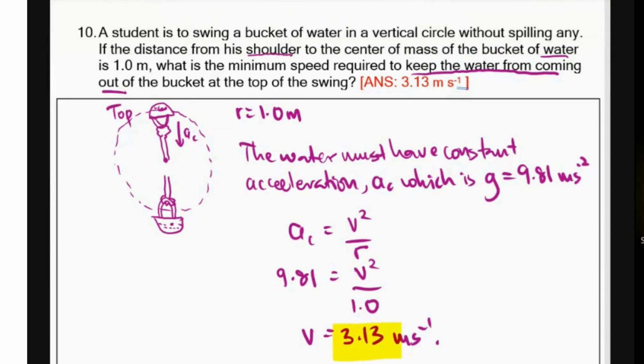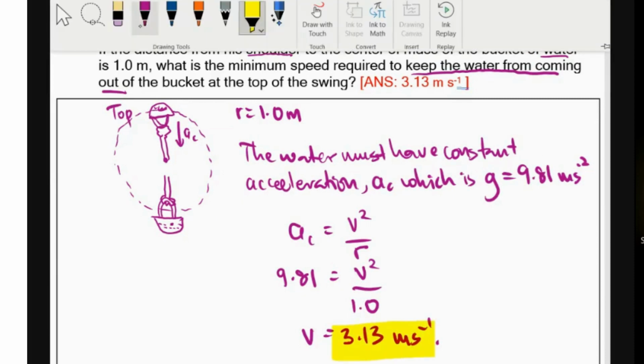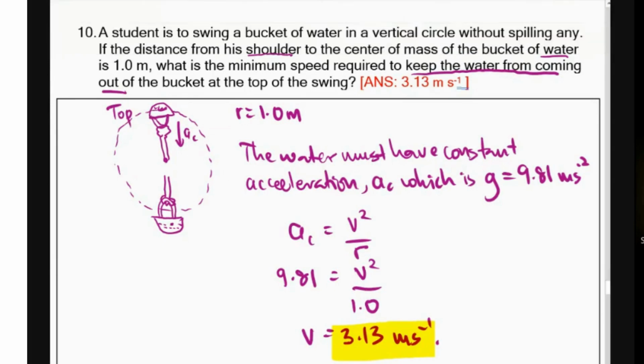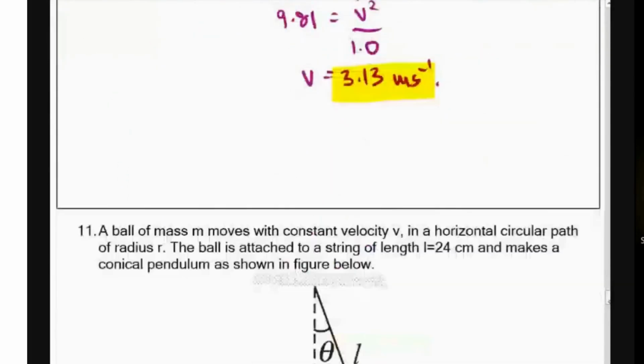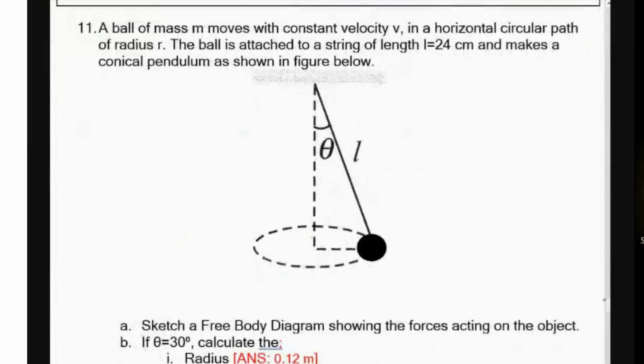Okay, so this is the answer to question 10. Next we move on to question 11. A ball of mass m moves with constant velocity.